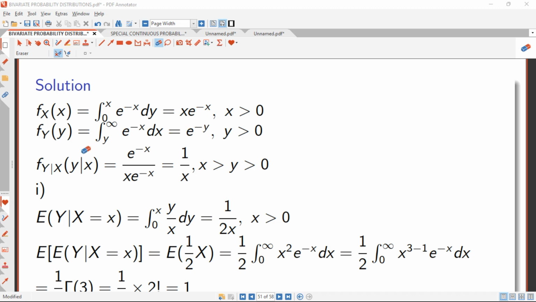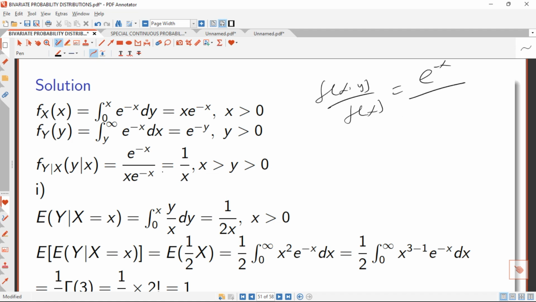So for us to get the conditional probability of y given x, that is the joint, so we are going to get f of x comma y divided by the marginal of x, where f of x comma y is e raised to the power negative x, and the marginal of x was given as x e raised to the power negative x. That is the reason why we had this expression here. And this one is equal to 1 over x.